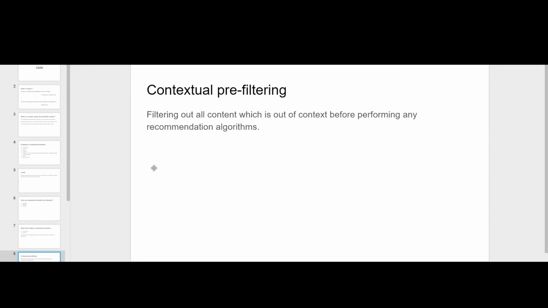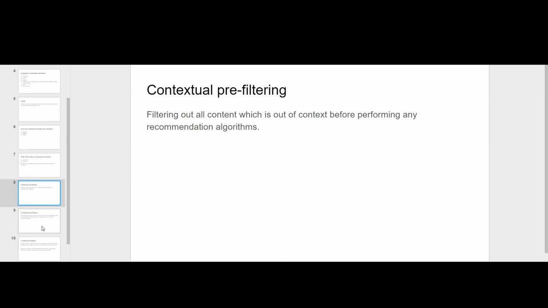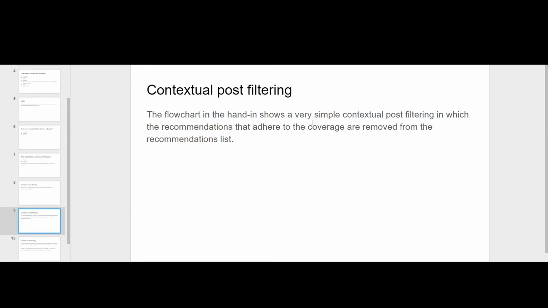There are three ways in which you can apply contextual information in your recommendation system. One of them is contextual pre-filtering, where you filter out the content which is out of context before applying any recommendation algorithms. This is pretty simple: you remove everything that is out of context, and then you apply your recommendation algorithms afterwards. A different approach is contextual post-filtering, which is when you perform the filtering afterwards, where you filter out the topics or events, the videos, whatever it is, that is out of context.